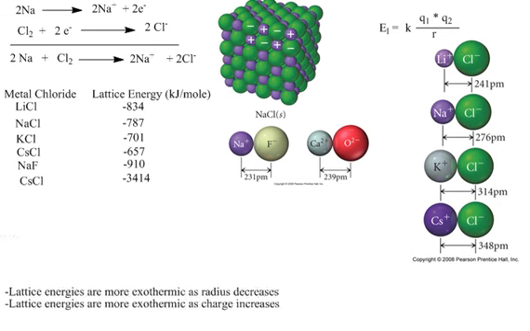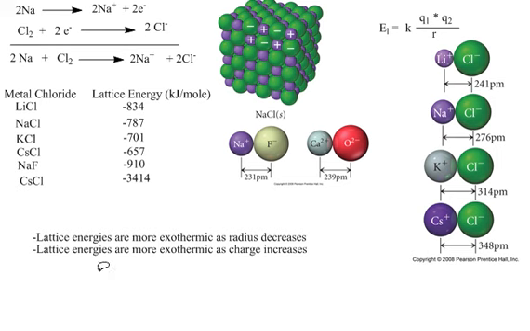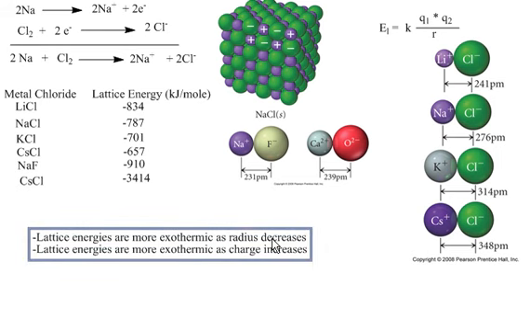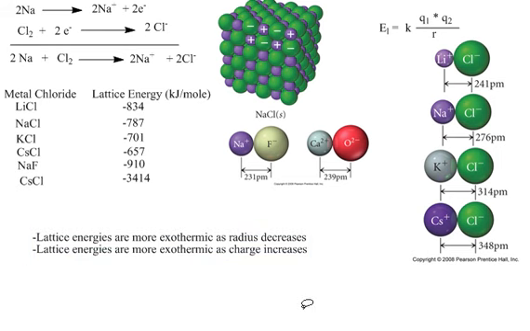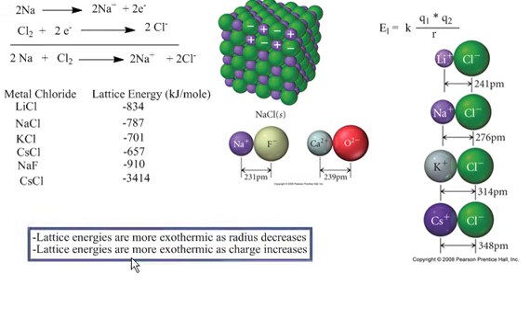We can summarize these things by saying lattice energies are more exothermic as the radius of our ions decreases, and lattice energies are more exothermic as the charge on our ions increases.